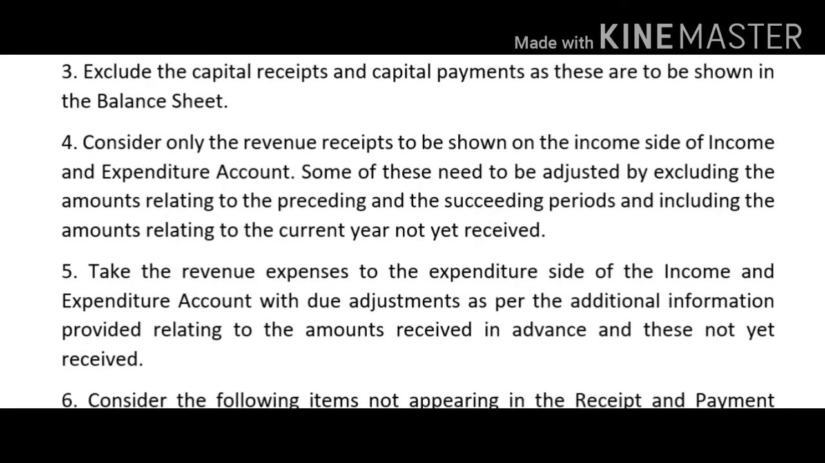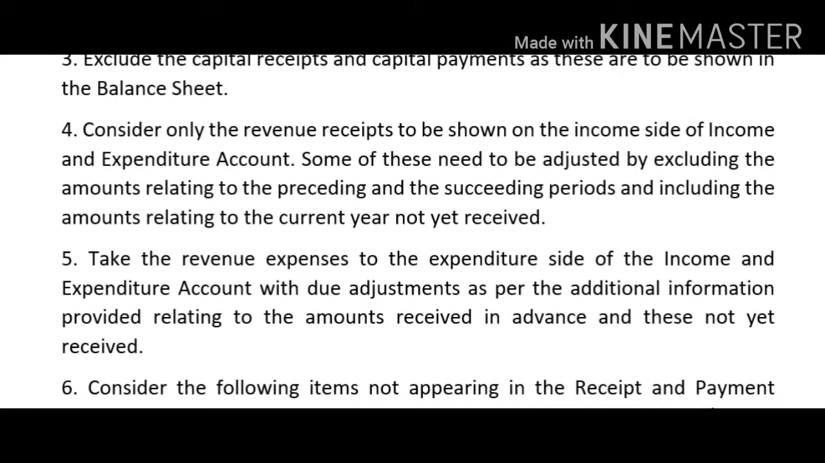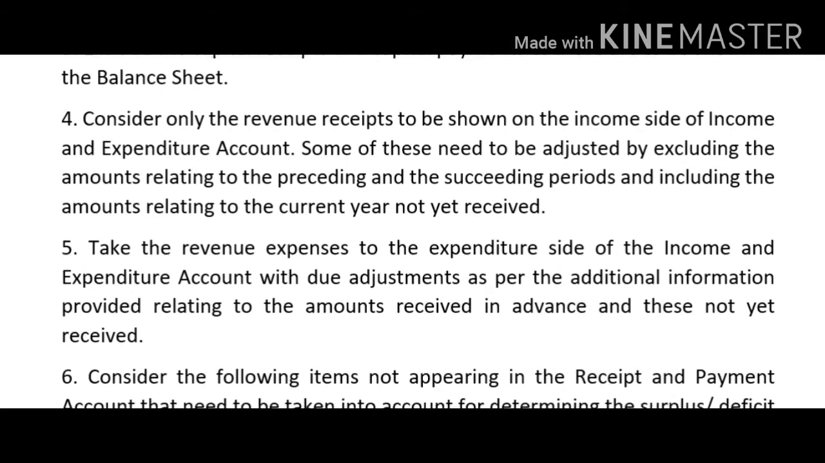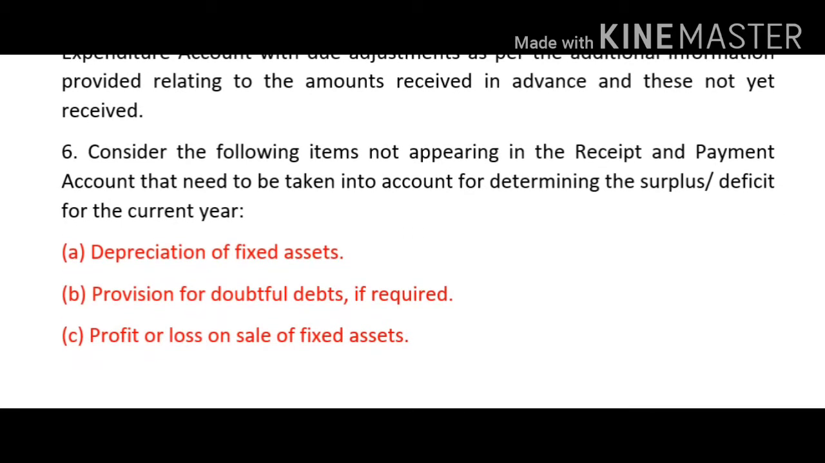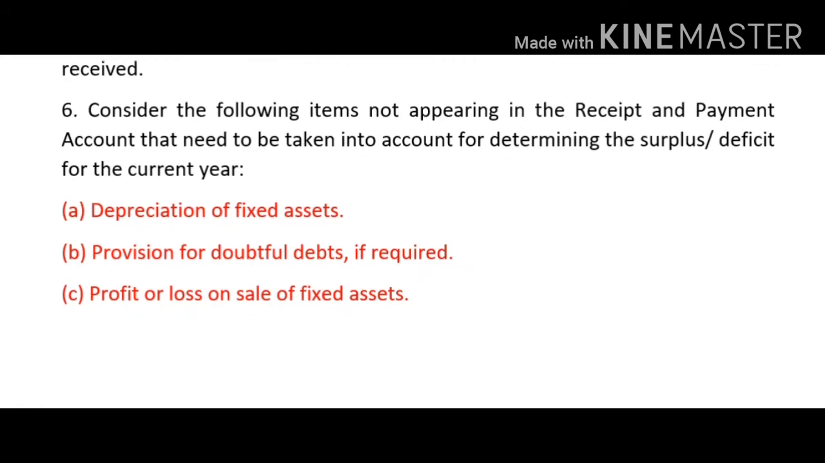Then we have to go through the adjustments carefully. We have to make adjustment for outstanding expenses, accrued incomes, expenses paid in advance, and incomes received in advance. And don't forget to consider the non-cash items like depreciation of fixed assets, provision for doubtful debts, profit or loss on sale of fixed assets.